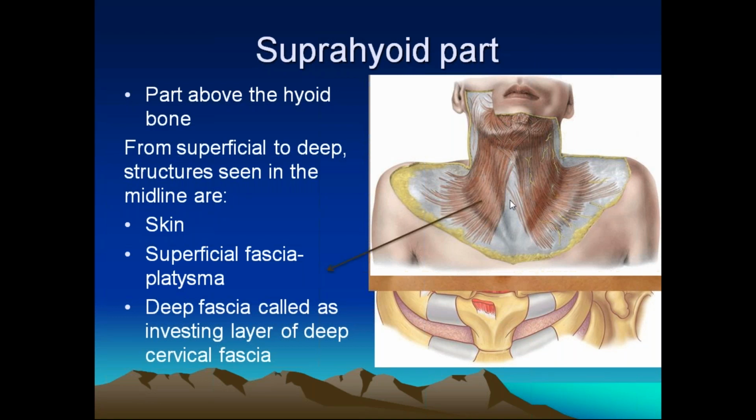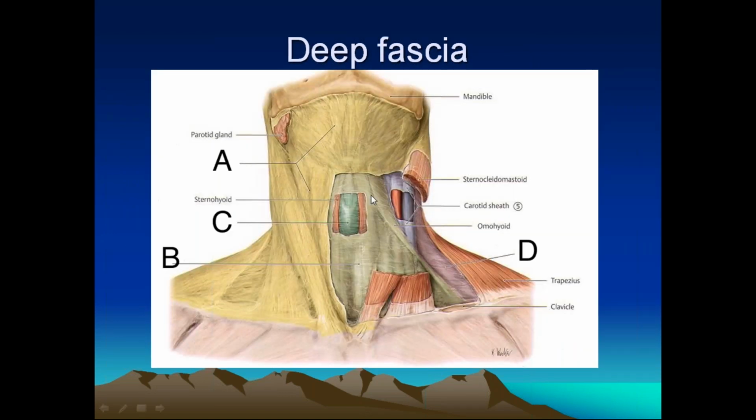The deep fascia is otherwise called the cervical fascia. Actually it has three layers: the investing layer, the pretracheal layer and the prevertebral layer. Just underlying the superficial fascia, you will have the investing layer of the deep cervical fascia. In this picture you can see the deep fascia here. A is the investing layer of the deep cervical fascia and B is the pretracheal layer, which consists of two layers here. And D will be the prevertebral layer.